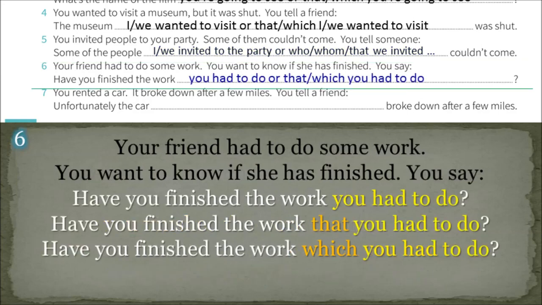Your friend had to do some work. You want to know if she has finished. You say, Have you finished the work you had to do? Have you finished the work that you had to do? Have you finished the work which you had to do?